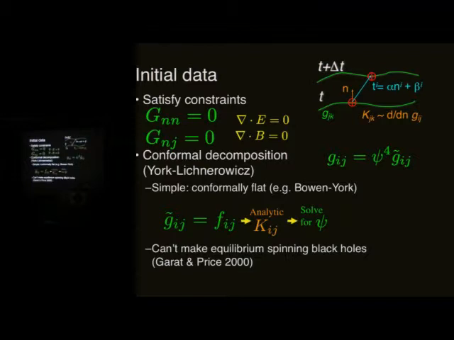black holes that are in equilibrium that have spin, even a single black hole, let alone two black holes together. If you try to make it conformally flat and try to put spin on it, then the black hole won't be in equilibrium, and it'll be perturbed. And as it relaxes, then the spin will change. So let me show you how this works.